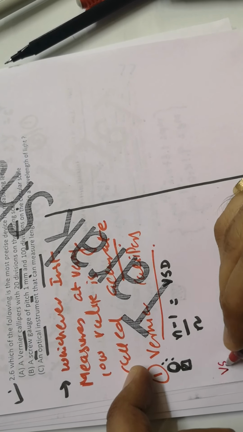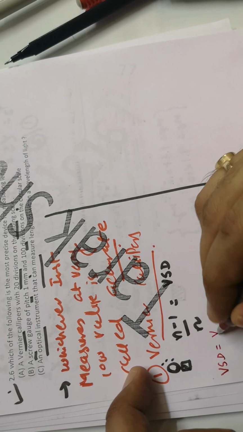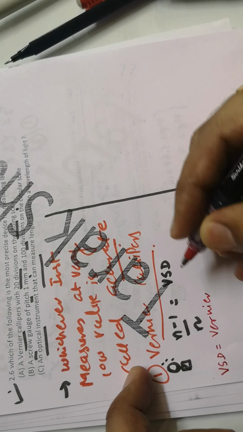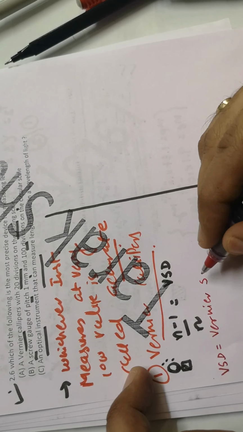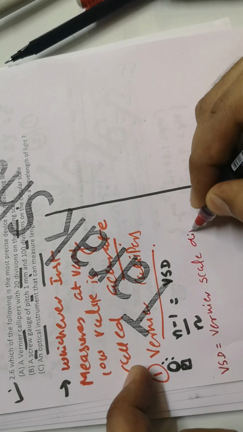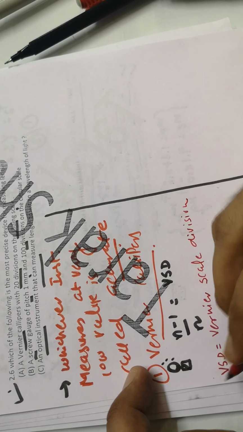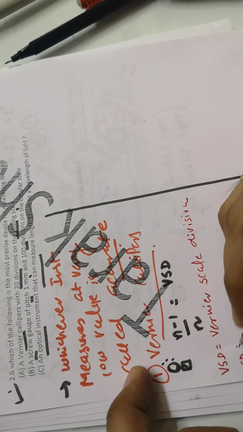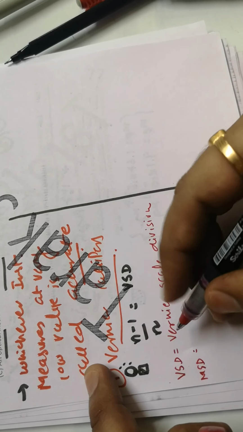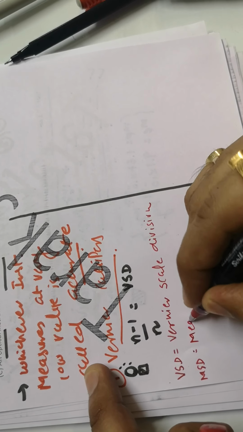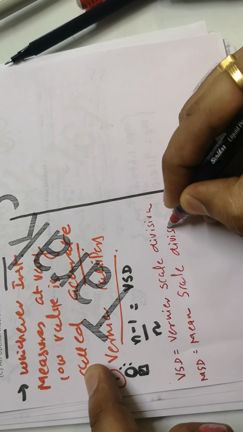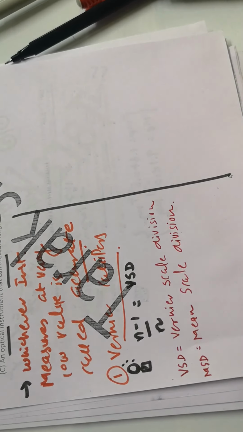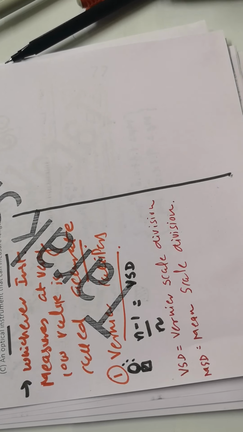It is called a VSD. It is called a vernier screw or scale division, and another is called an MSD. It is not Mahendra Singh Dhoni. It is called main scale division. In practicals you will learn such types of words.